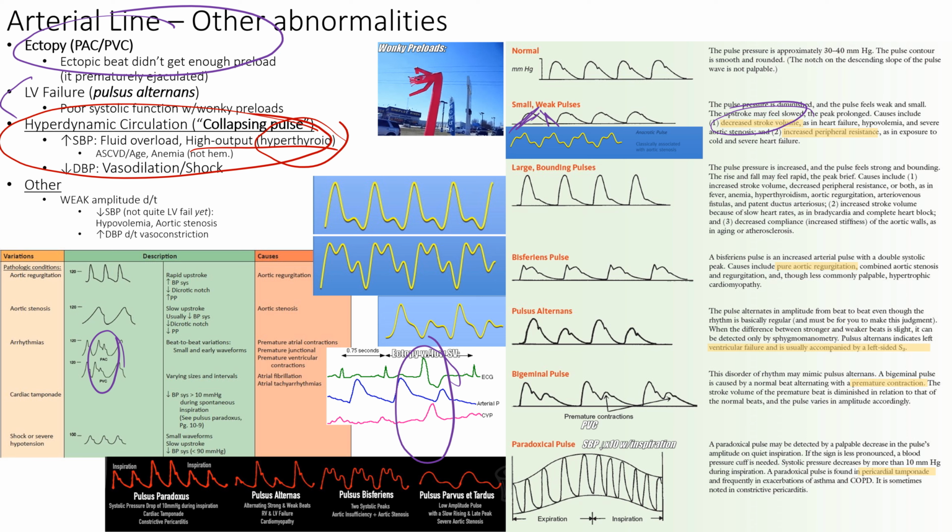If someone's anemic, their hemoglobin's like 6, 7, 5 even, it's technically hypoxic, right? They're not delivering a lot of O2 to the body, so the body's going to respond to that hypoxia by increasing SNS activity.